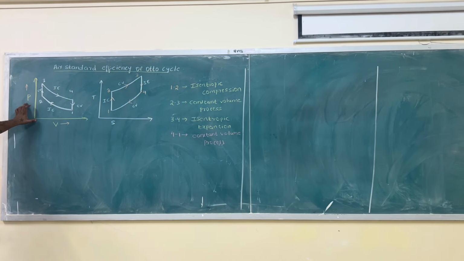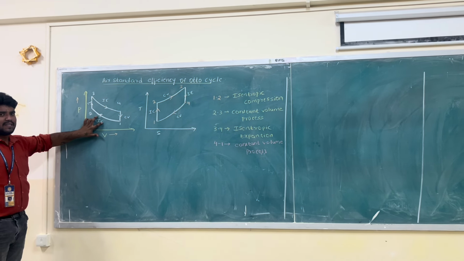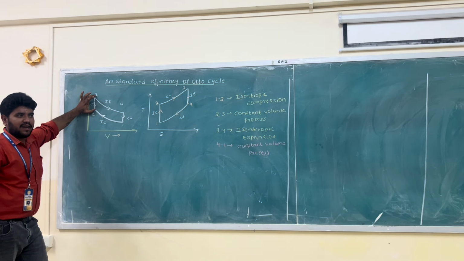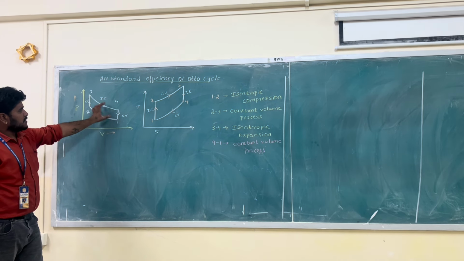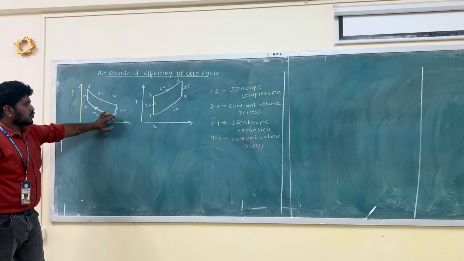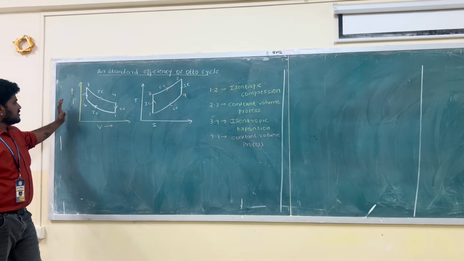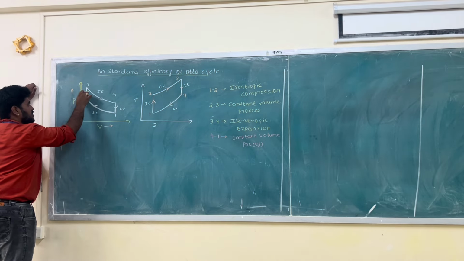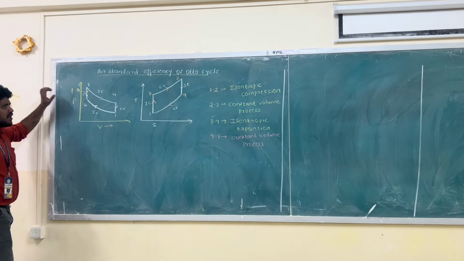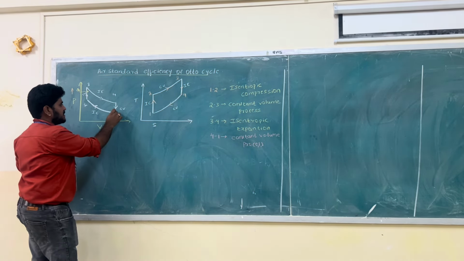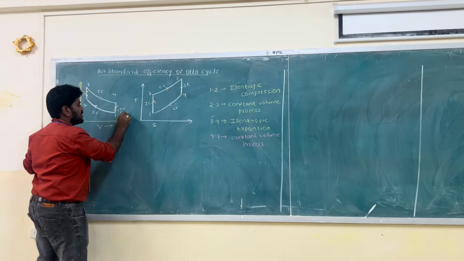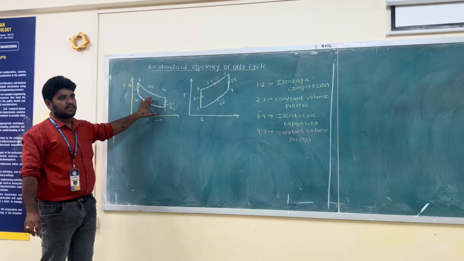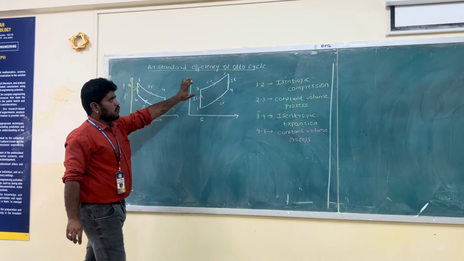In this PV diagram, the process 1 to 2 is an isentropic compression, whereas 2 to 3 is a constant volume process, and 3 to 4 is an isentropic expansion, whereas 4 to 1 is a constant volume process. In this PV diagram, the heat addition takes place from the process 2 to 3, the constant volume process, which I take as Q1, whereas the heat rejection takes place from the process 4 to 1. So we can say that the heat addition and rejection both take place at constant volume in the Otto cycle.